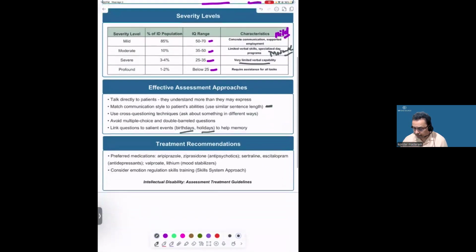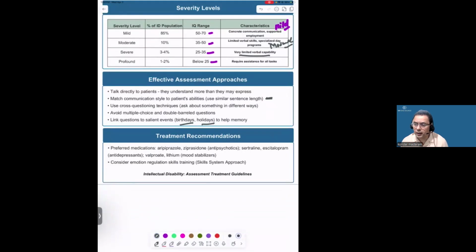comprehend otherwise. And in this population, if they are aggressive, you can try medications such as Abilify, Geodon, Zoloft, Lexapro, and also Depakote and lithium. And also you want to look at emotion regulation skills training and things like that.